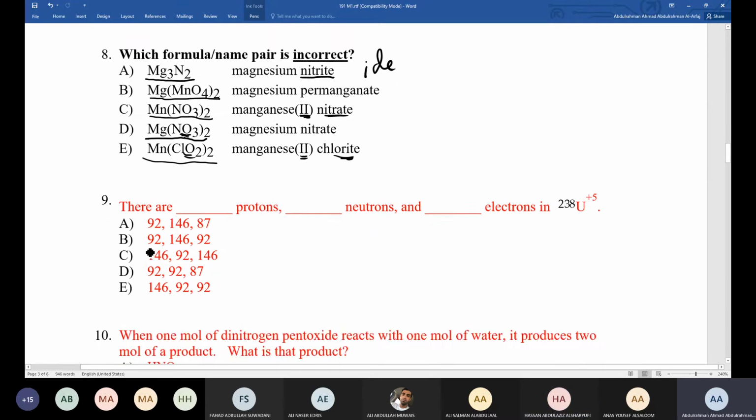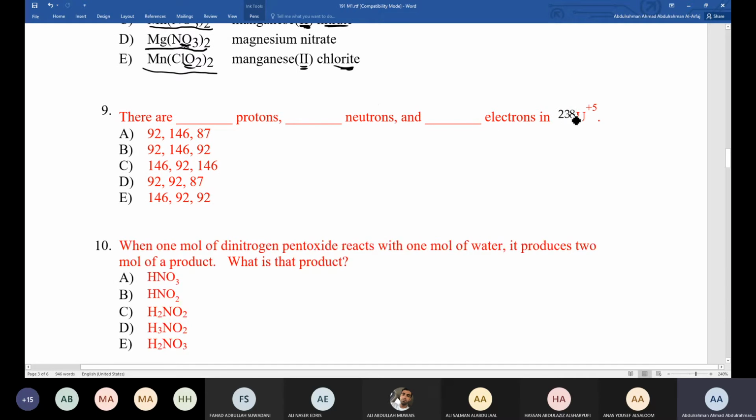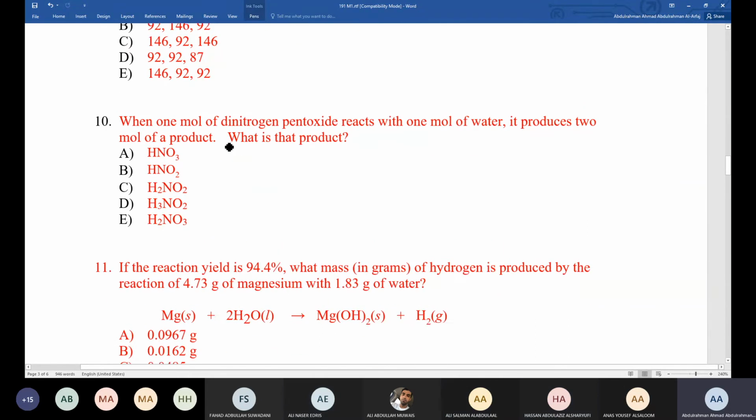Good. Number 9. Okay. U238. What's the number of protons? From where do you get the number of protons? From the periodic table. Go ahead, find it. It's 92. Then, if it's uranium plus 5, how many electrons do we have? 87. What will be the number of neutrons? 238 minus 92, which is 146. Very good. Okay, number 10.